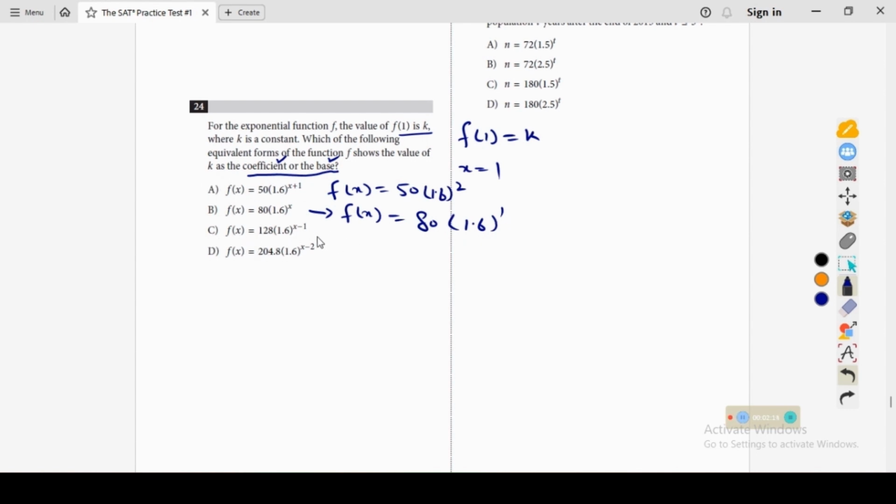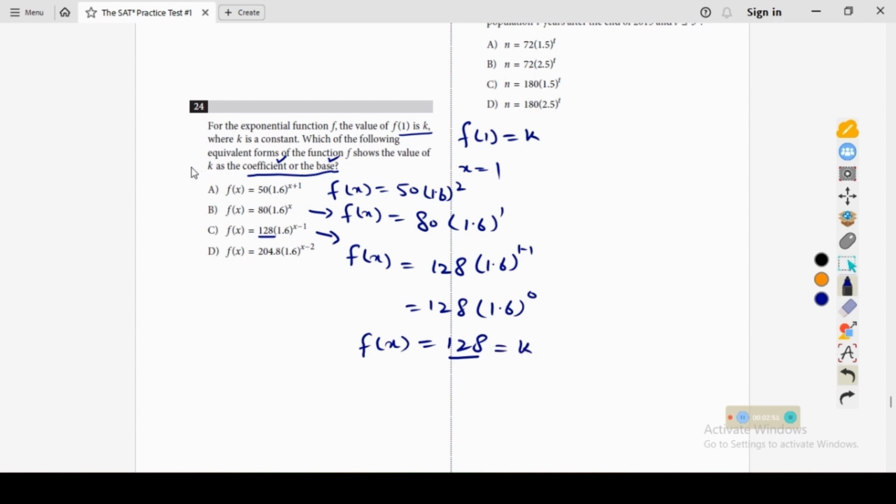Also, from C, f of x equals 128 times 1.6 whole raised to the power 1 minus 1. That is equal to 128 times 1.6 raised to the power 0, and it becomes 128. Where 128 is the coefficient of this function and it is the value of k. So it satisfies the given conditions. So C is the correct answer.